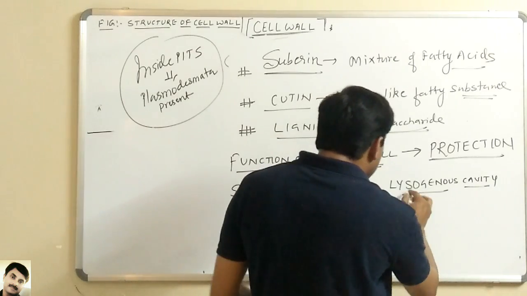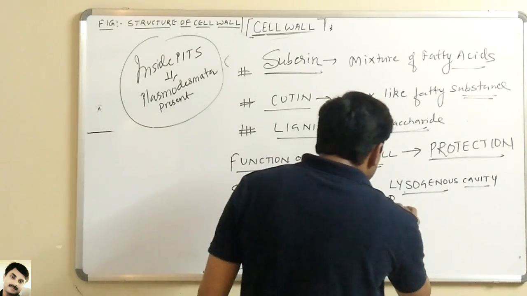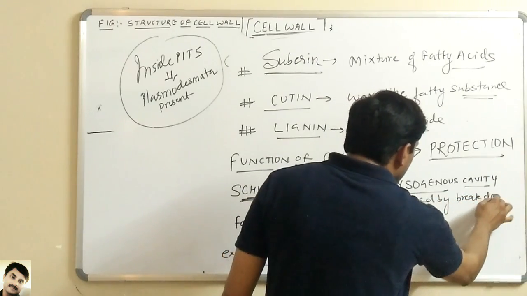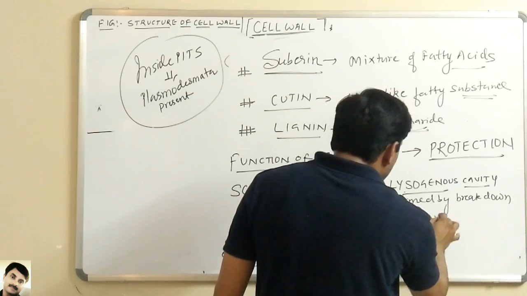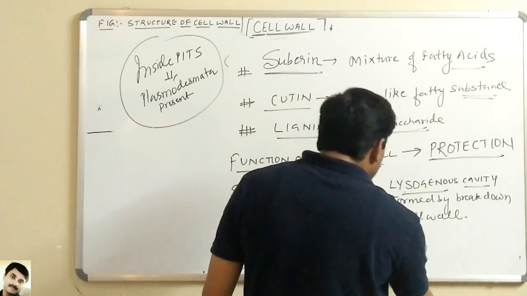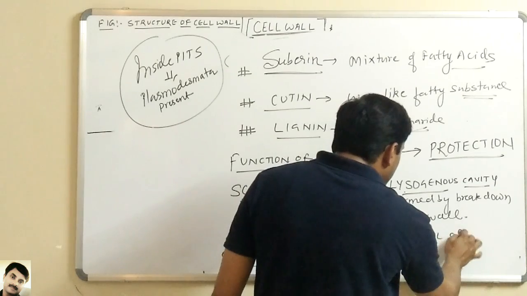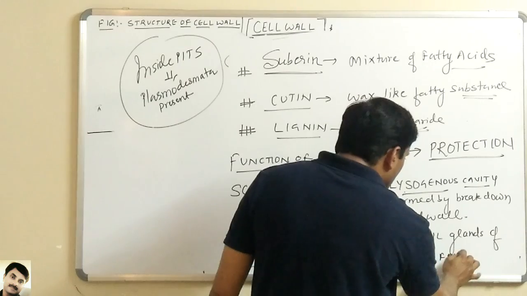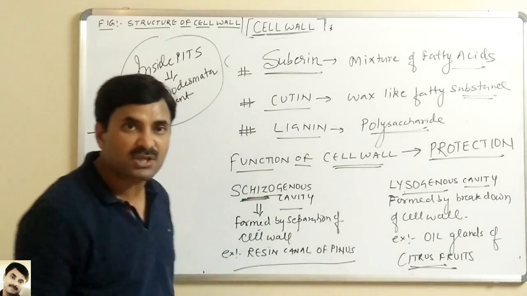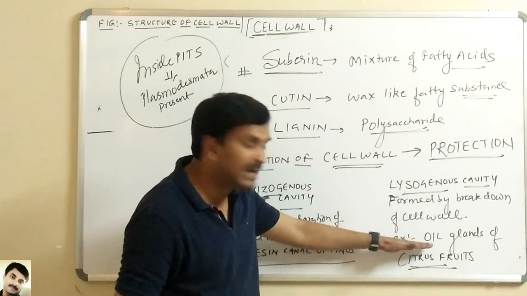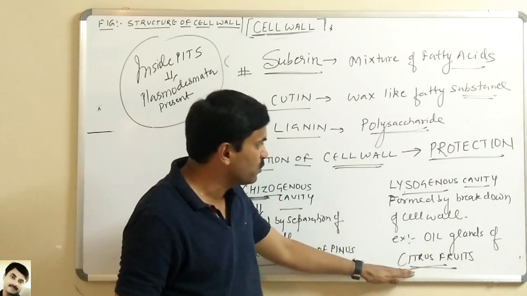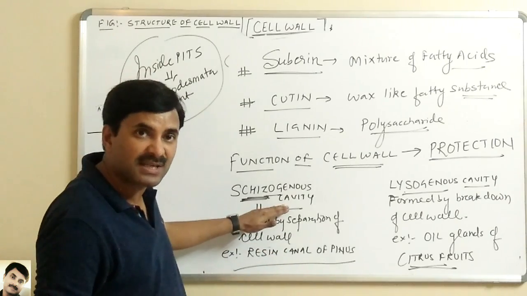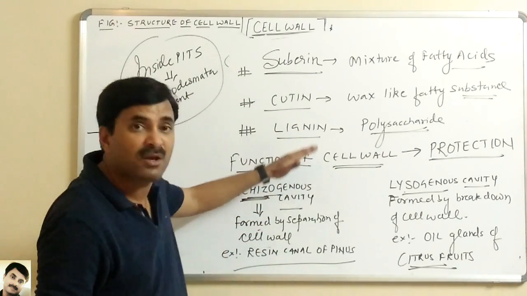And the lysogenous cavity: lyso means lysis, it is formed by breakdown of the cell wall. The best example of the lysogenous cavity is the oil glands of citrus fruits. You know what citrus fruits are? Say the orange or the lemon. The oil glands are present in these fruits. Oil glands of citrus fruits have a lysogenous cavity, and the resin canal of Pinus has a cytogenous cavity. So dear students, this was the explanation of the cell wall.